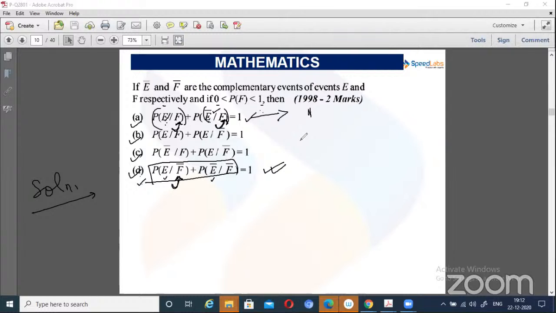No, not necessarily. P of E complement by F plus P of E by F complement is equal to 1, not necessarily. So answers are A and D. Only two. Divya, only A and D will be the answer. Why B and C? Parth, why B? ठीक है. To the next one then, quickly.